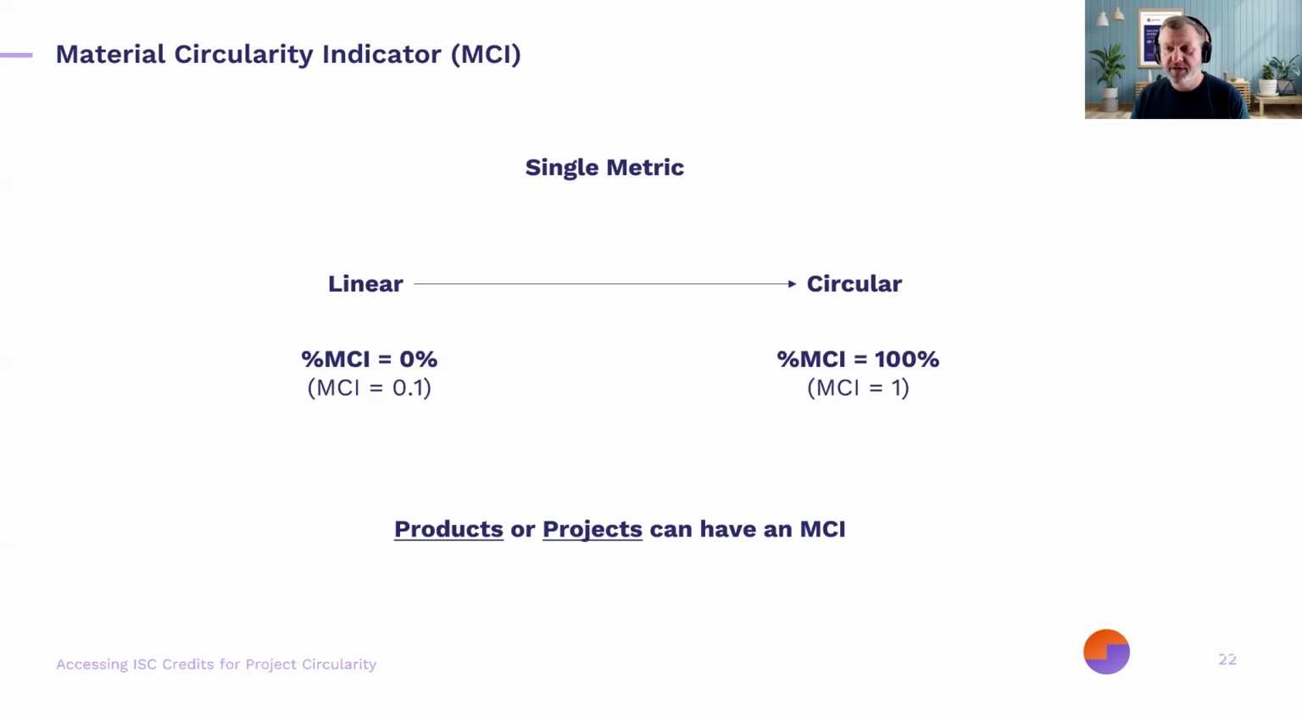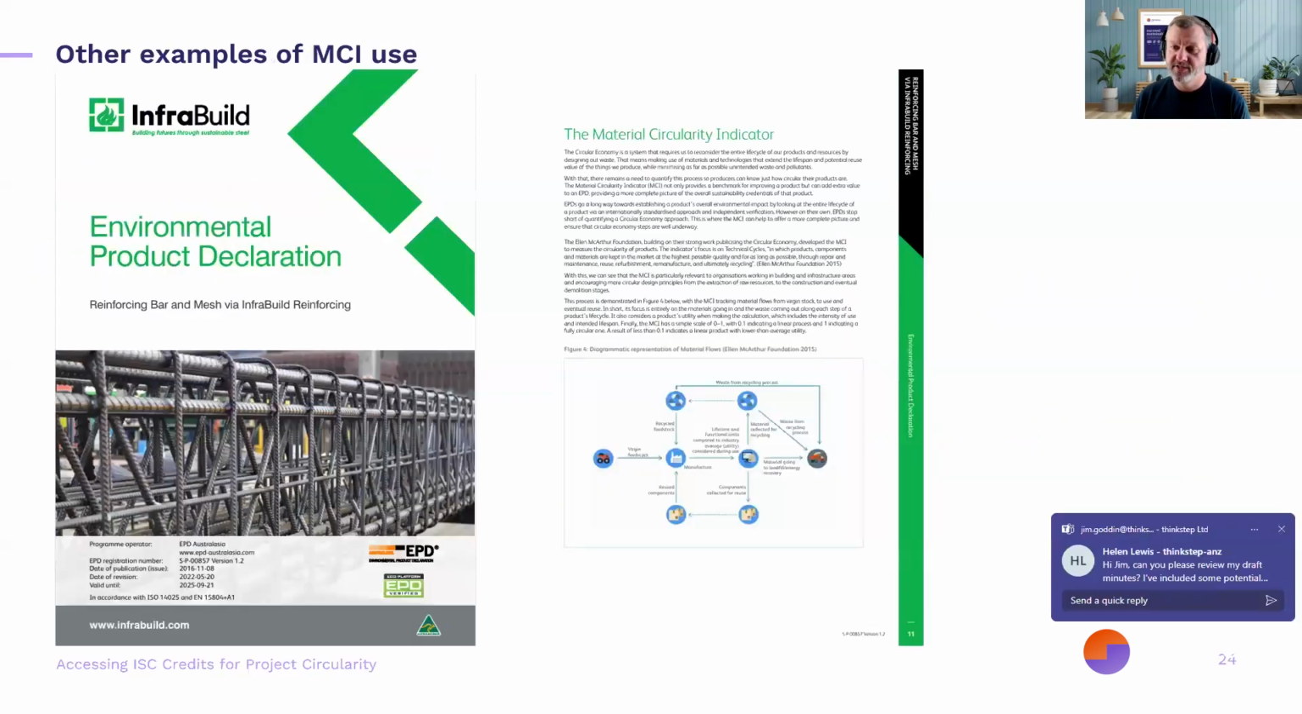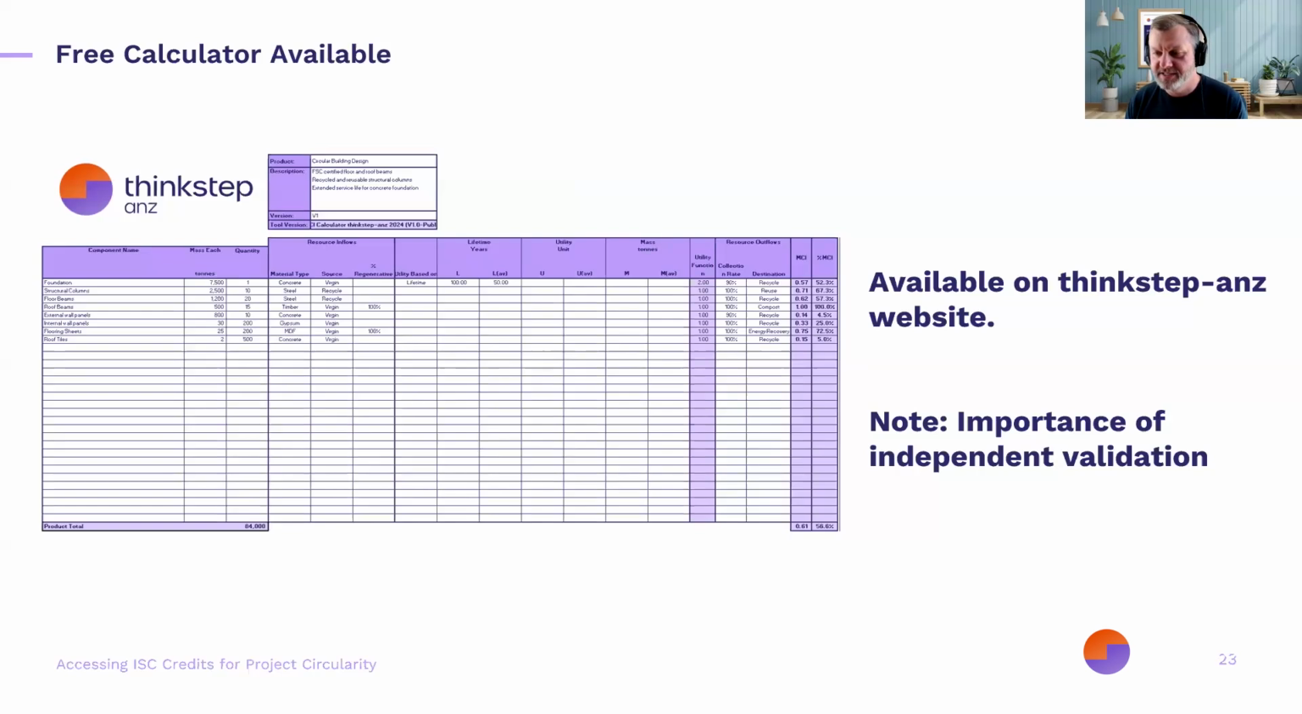And the MCI can be applied to either products or projects. So we can quantify the circularity of individual components, or we can take the circularity of multiple components and use those to evaluate the circularity of a project. And that was part of the original intent. You can access a free calculator for the MCI on our website. It is important within the context of that to think about verification or validation of your results, because we're making claims about the circularity of these products.